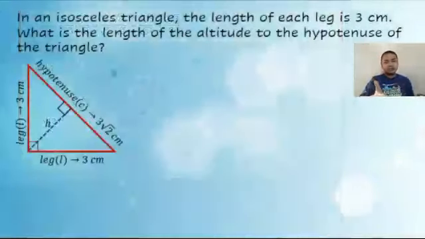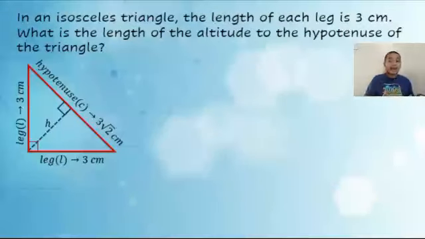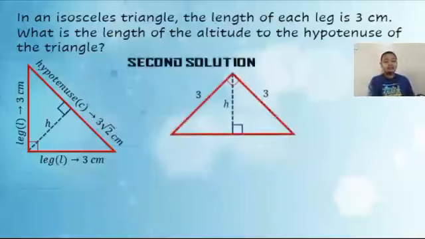So in our second solution, what we're going to do here is apply the Pythagorean theorem. What I am going to do here is to somehow rotate this triangle in this manner. Okay? So we're going to name this segment from this point up to this point x. And then since we know that the hypotenuse is 3 square root of 2, the length of this segment from this point up to this point is 3 square root of 2 minus x. So what we're going to do here is to solve for the value of h.